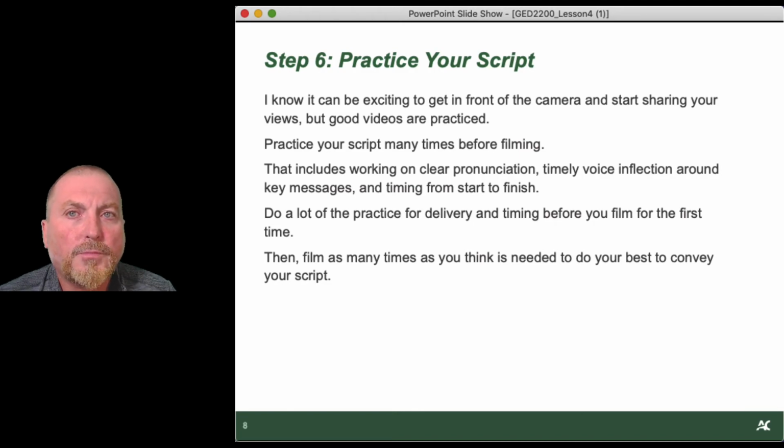Then in step 6, you practice your script. I know it can seem exciting. Oh, I can't wait to record this. I'm excited to get in front of the camera. Look, I belong in Hollywood. But the fact of the matter is that before you get in front of your camera, you need to practice your script. You need to practice the delivery of your script, all right?